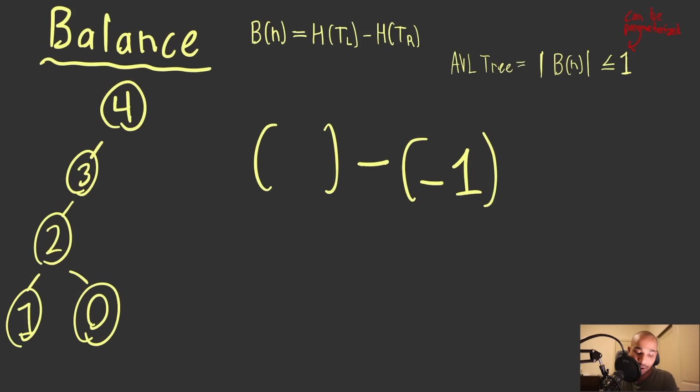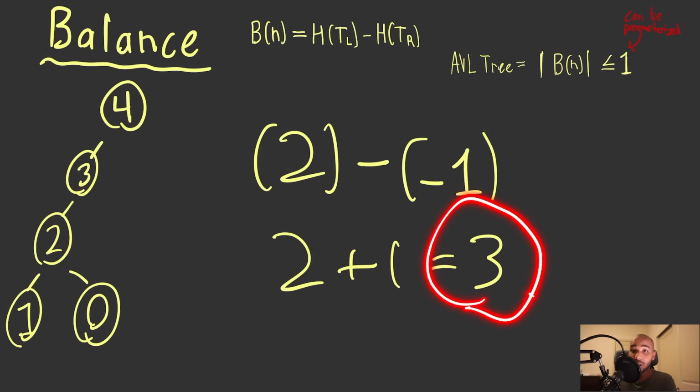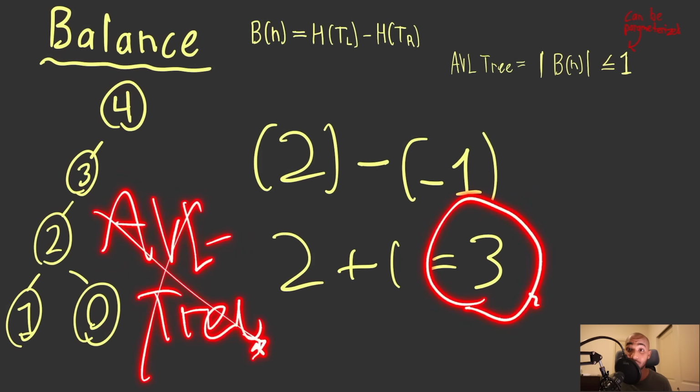We could do the math, but we can see that we have a single node, which is 0, 1, and then that is 2 minus this minus 1, 2 plus 1 equals 3. We see that instantly. At our root node, we have broken the property, and this is not an AVL tree. So this is not an AVL tree. And this brings us to rotations.